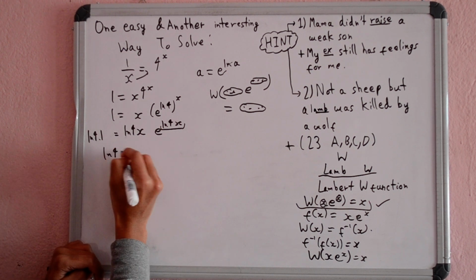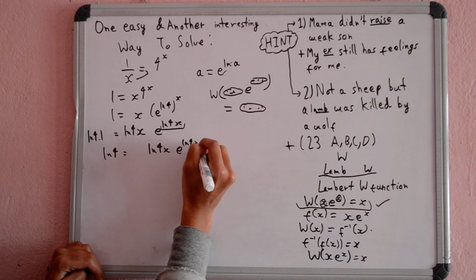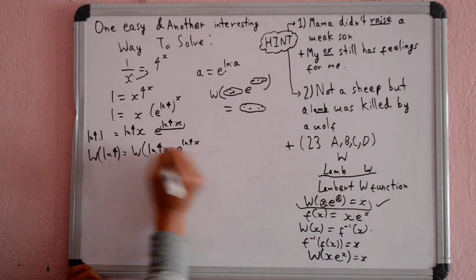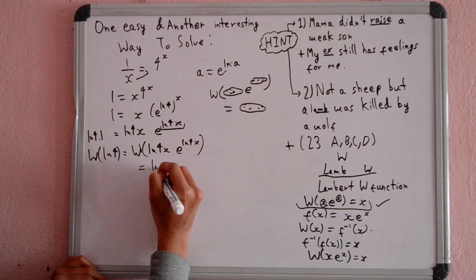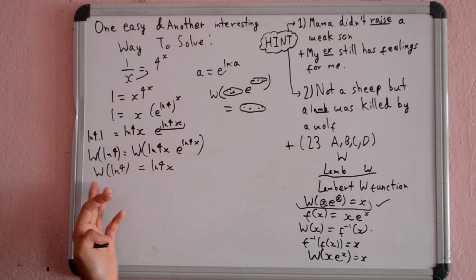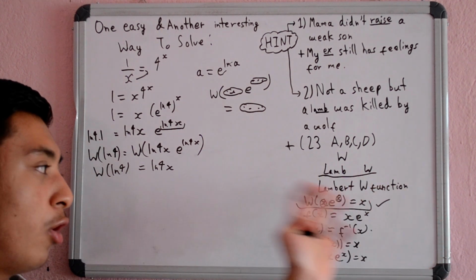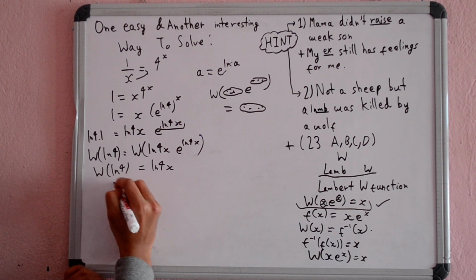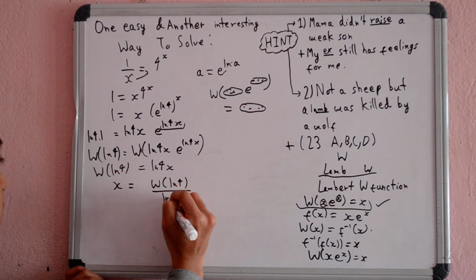So ln 4 equals ln 4x e to the power ln 4x. And now we can use the Lambert W function. So here this will just give ln 4x back. This will be the W of ln 4. Oh, I forgot to mention, the Lambert W function is also known as the product log function. And here x is just equal to W of ln 4 by ln 4.